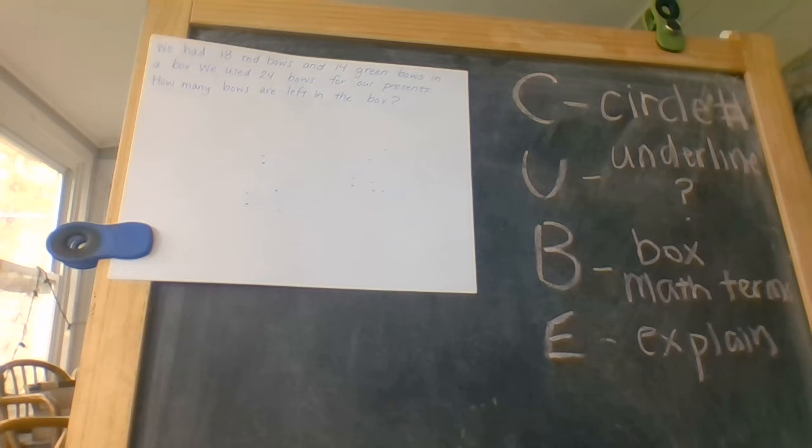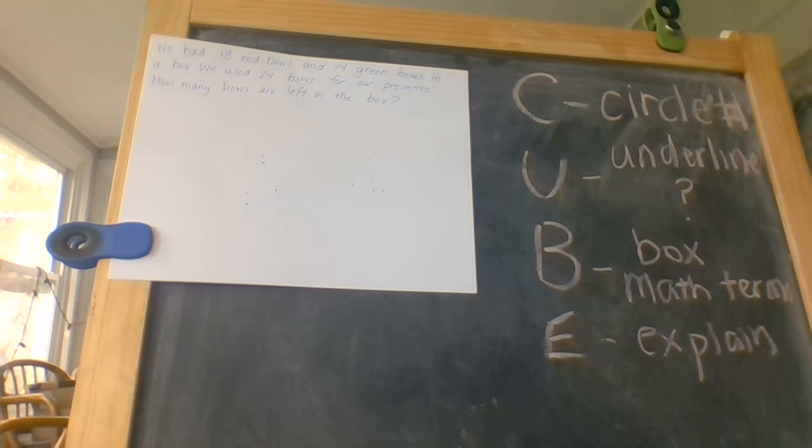We're going to be looking at multiple step problems this week using our cube method. There'll be a couple more coming out tomorrow. So let's look at this question. It says, we had 18 red bows and 14 green bows in a box. We used 24 bows for our presents. How many bows are left in the box?